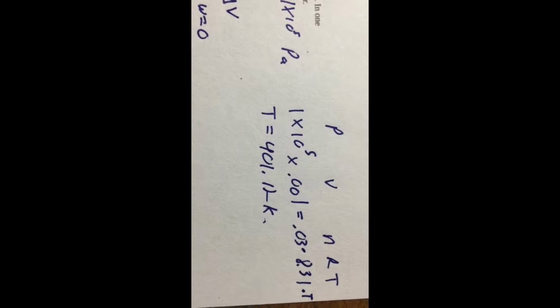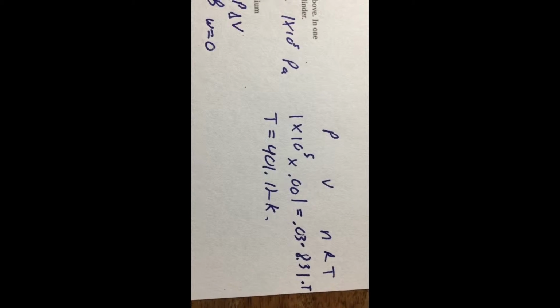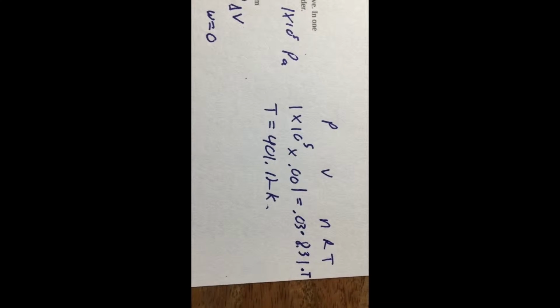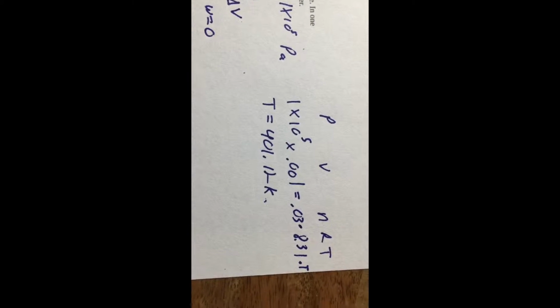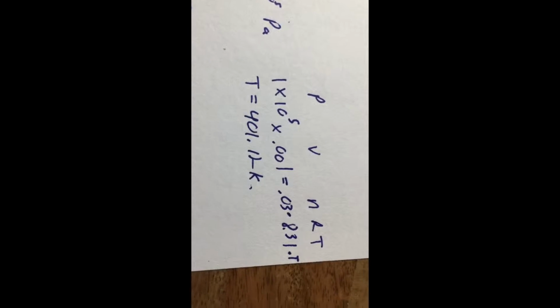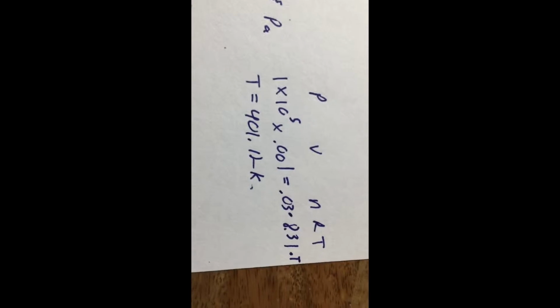So 1 times 10 to the 5th times 0.001 equals 0.03 moles times 8.31 times the temperature. Then the temperature is equal to 401.12 Kelvin.